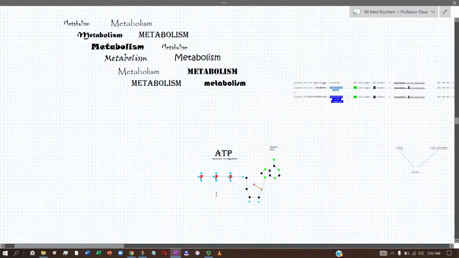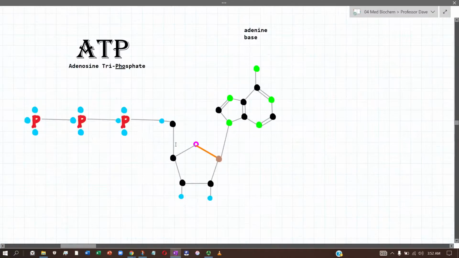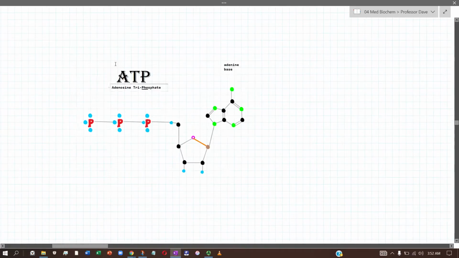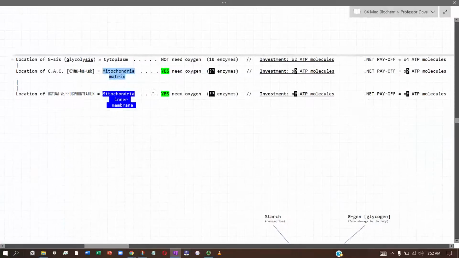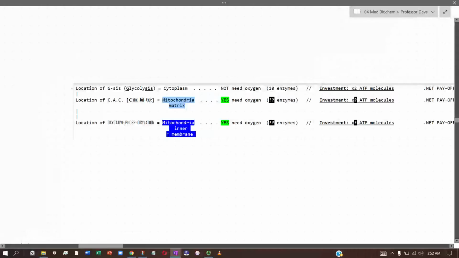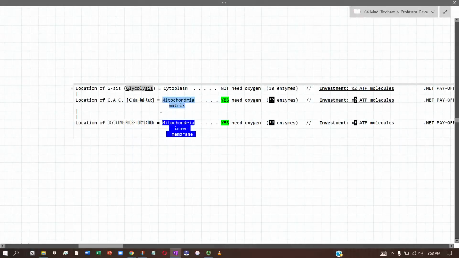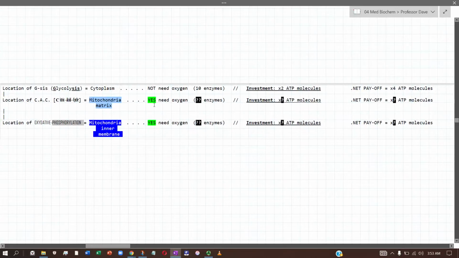So let's jump into metabolism. Here is ATP, just drawn here for illustrative purposes. And here's a summary of the three concepts involved in metabolism: glycolysis, then the citric acid cycle, and then oxidative phosphorylation. So here's a summary of things. I'll fill this out later. I just filled out the top.